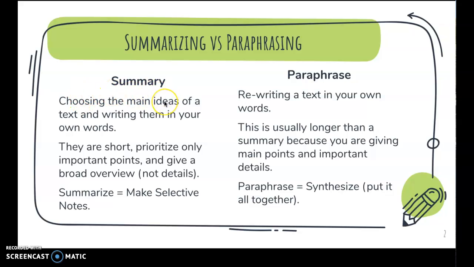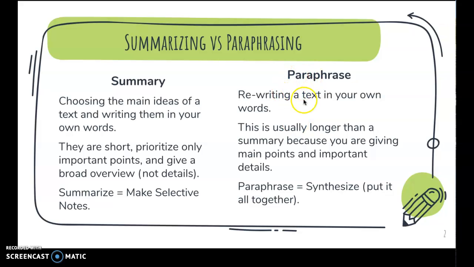A summary, you're going to look at the main ideas and you're going to write it in your own words, but it's going to be kind of short because you're having to prioritize the main idea from the beginning, the middle, and the end. And you're just giving a broad or general overview. There are no details. And so when you're thinking about it in this way, you're being more selective about those main ideas when you're summarizing.